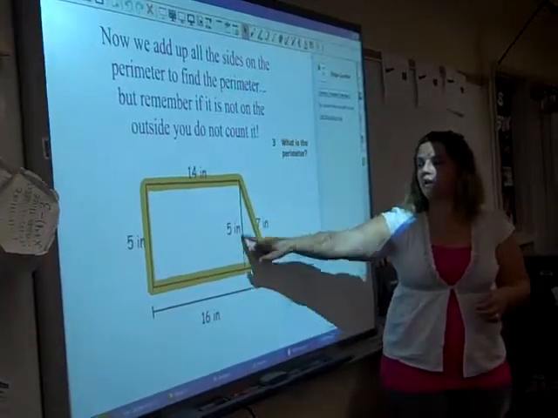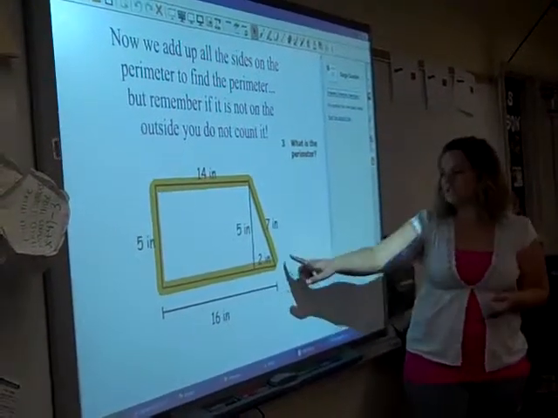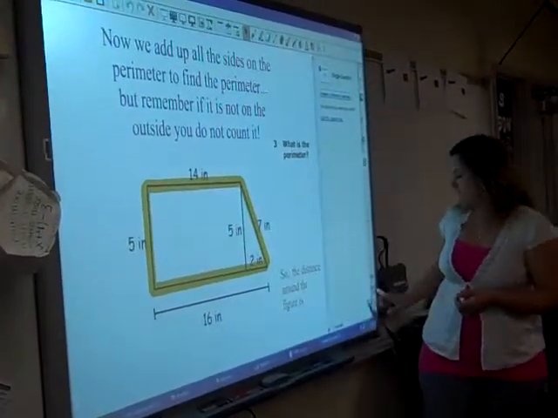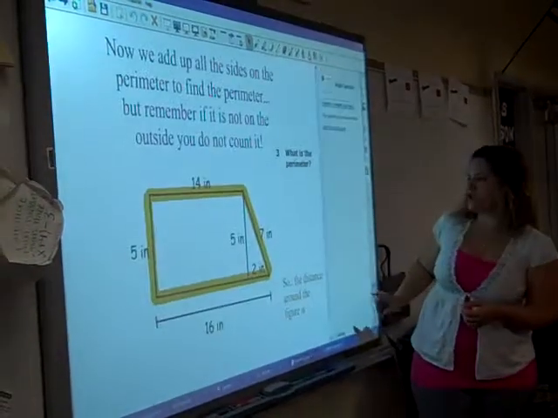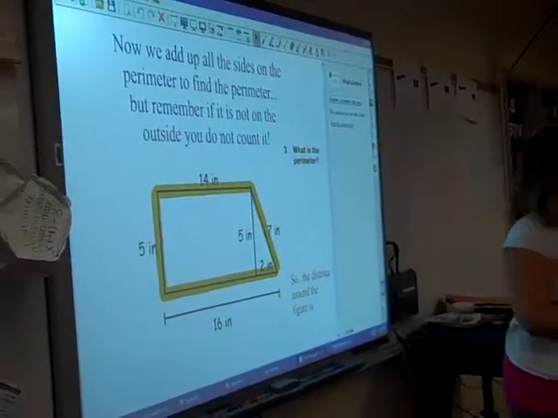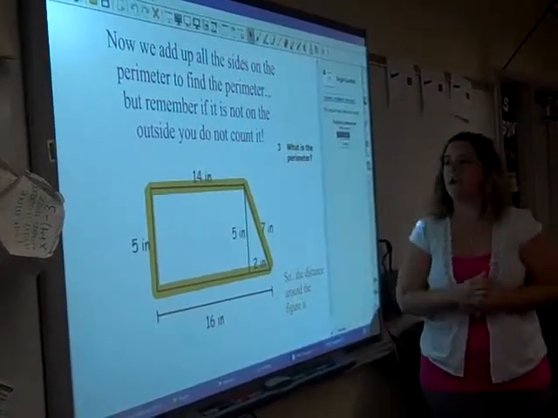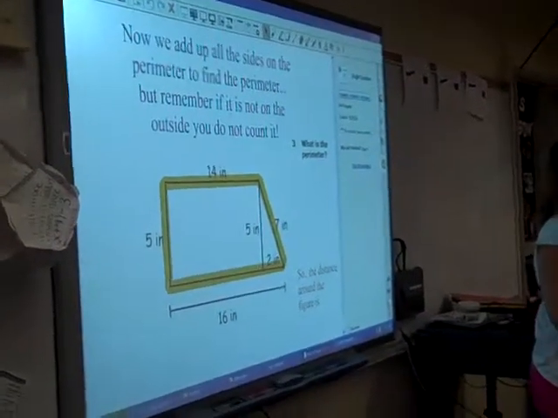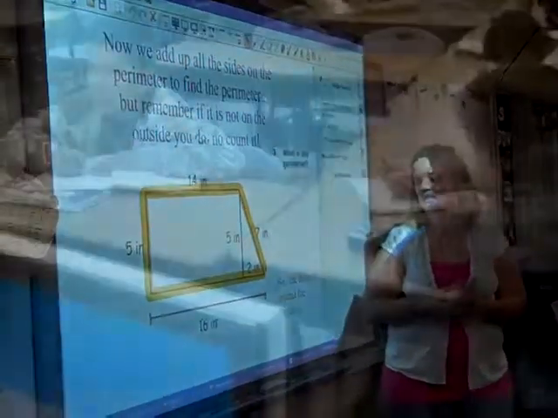Do I need to include this 5 in the perimeter? No, it is just the outside of the figure. So all I need to do is add them all together. On your paper, add them up all together, and you can put in the numeric value of what you got for adding up all of the sides together.